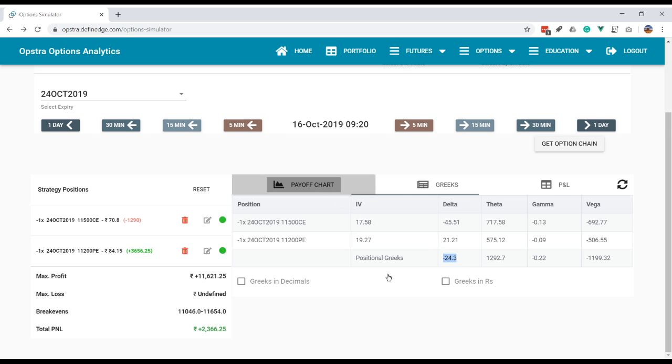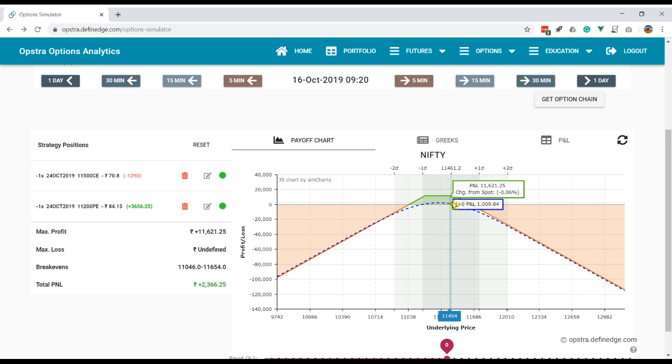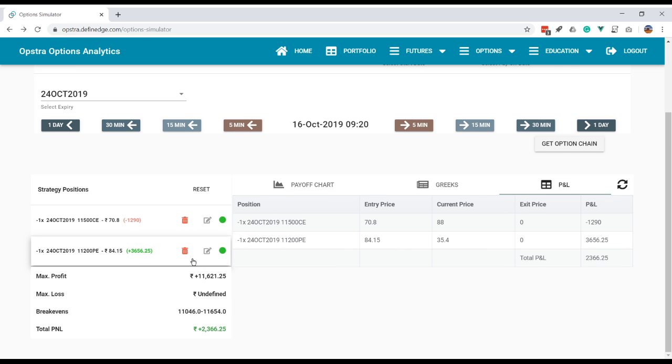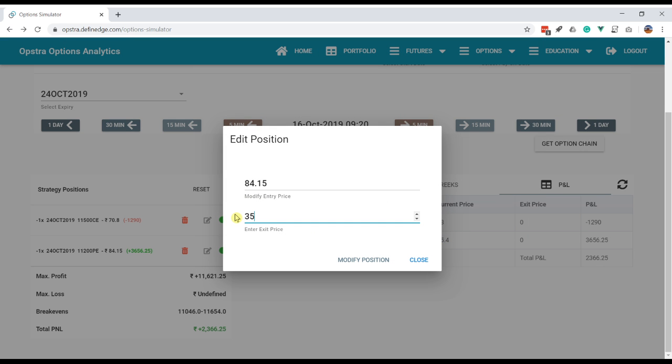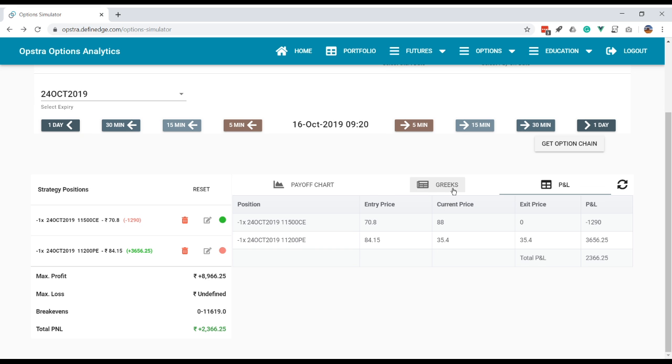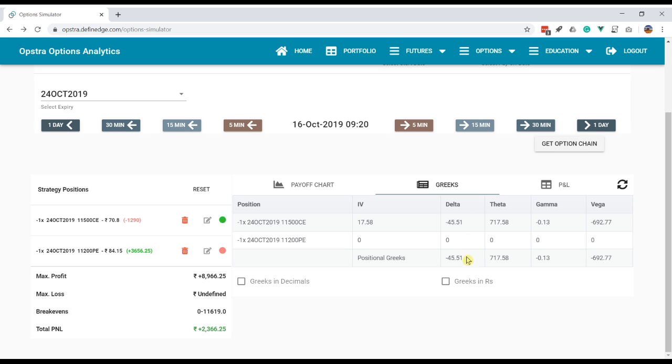What happened here is that the market has gone up. In this case we will roll up our put strike closer to your futures price. So we cover this put option. The current price is 35.4, so we will exit this put option. Then we go back to the Greeks tab and see what the positional Greeks are. It's minus 45.